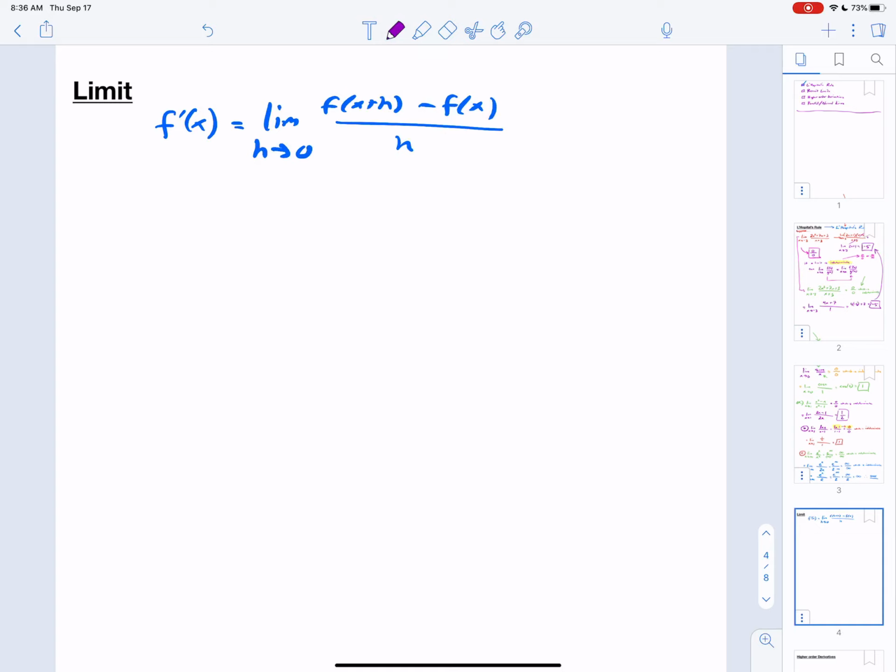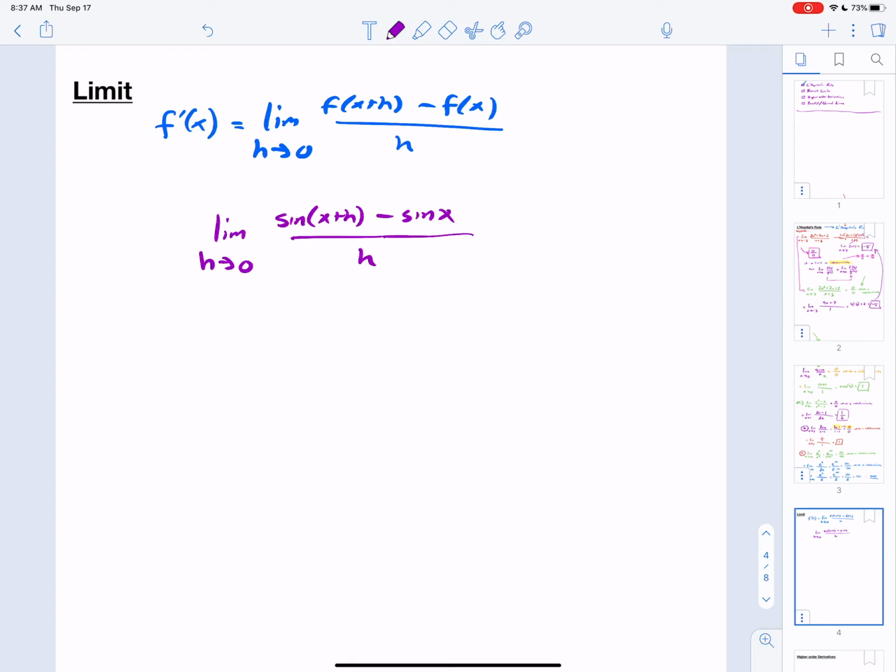Okay? For instance, let's say I asked you, what is the limit of sine of x plus h minus sine x all over h as h approaches 0? Okay, go ahead and figure that one out. Pause there and figure out this limit. All right, and press play when you're ready.